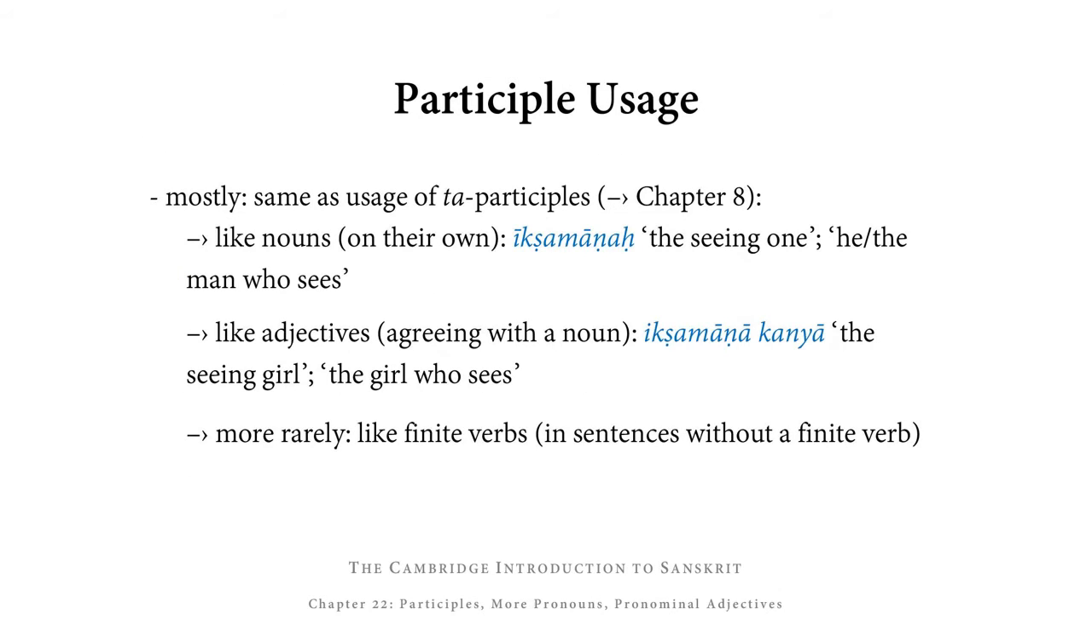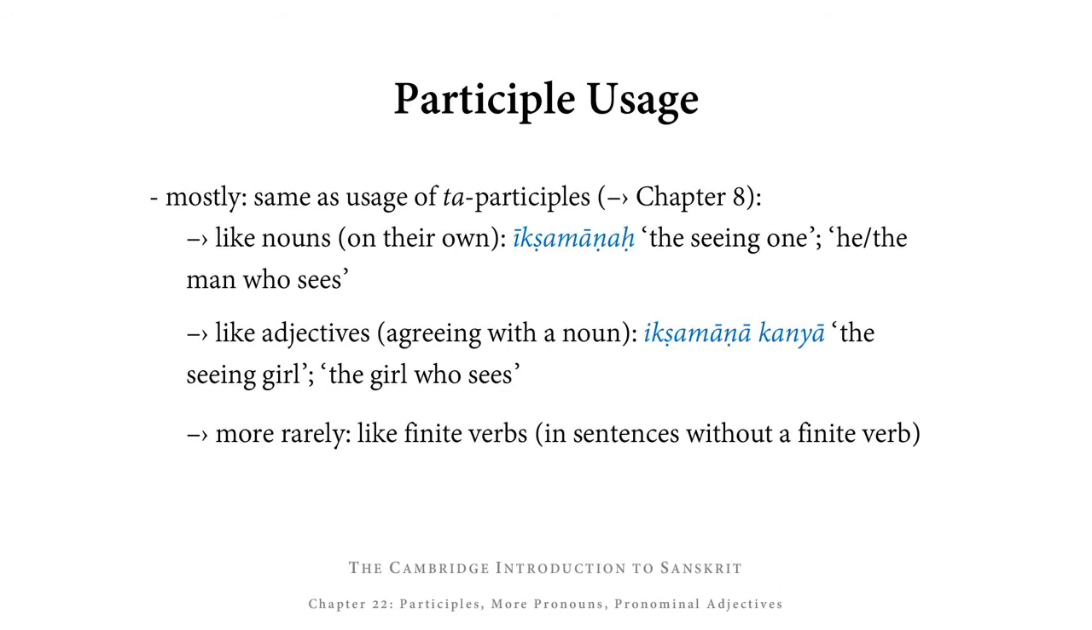Now that we've looked at how these are formed, let's briefly look at how they're used. Mostly, their usage is the same as that of ta participles, which was outlined in chapter 8. So they can be used like nouns, i.e. on their own or substantivized. For example, ikshamanah means the seeing one, or he, the man who sees, in better English.